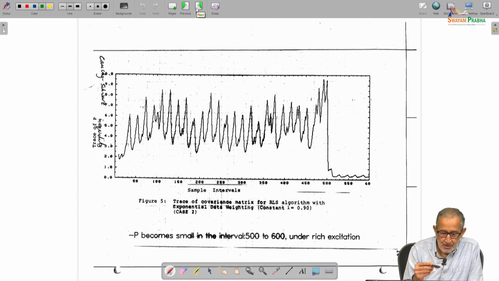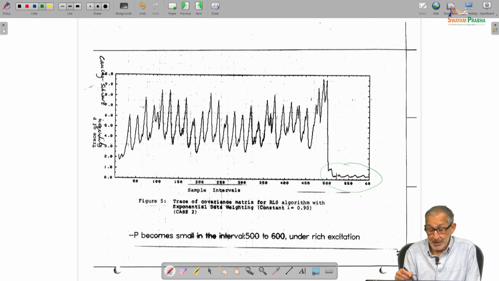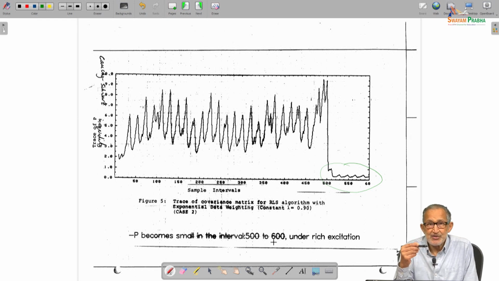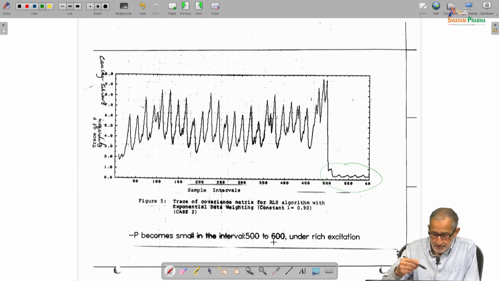Look at the trace of the covariance matrix, and the trace now is changing significantly. However, the trace becomes small here, so it may not be able to track more changes if they were to occur here. So P becomes small in the interval from 500 to 600 under rich excitation. Okay. So let's see what we can do again.